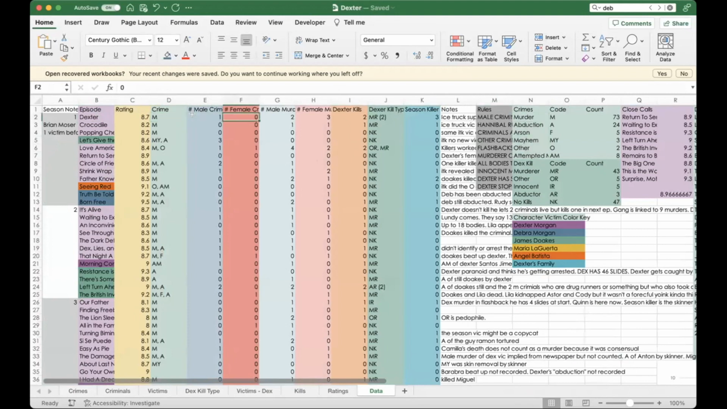I also recorded the number of male and female criminals, the number of male and female murder victims, specifically the number of people Dexter kills, the type of people Dexter kills based on these, and the last column is the season killer kills. Every season has a different antagonist that the Miami Metro PD is trying to find. So in season 1, it's the Ash Truck Killer.